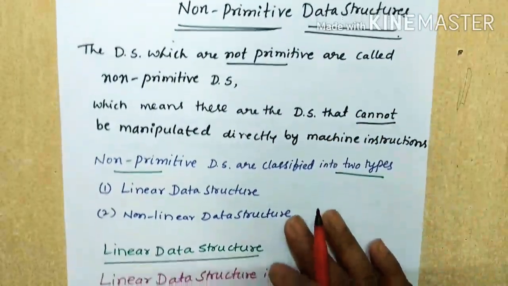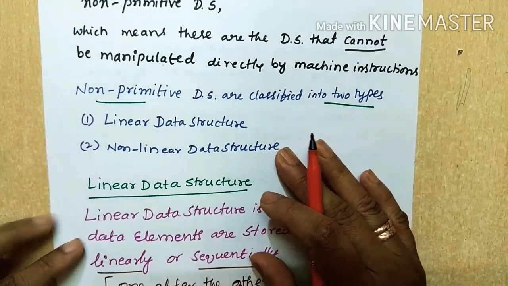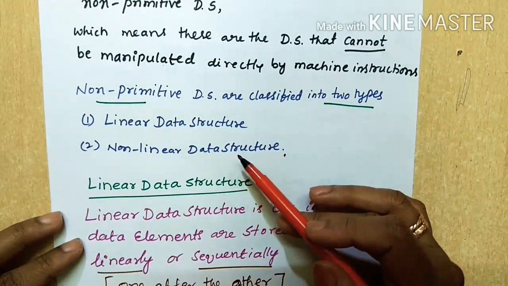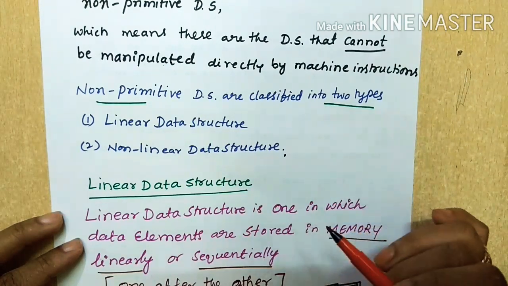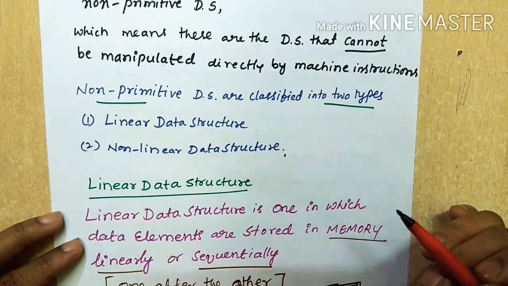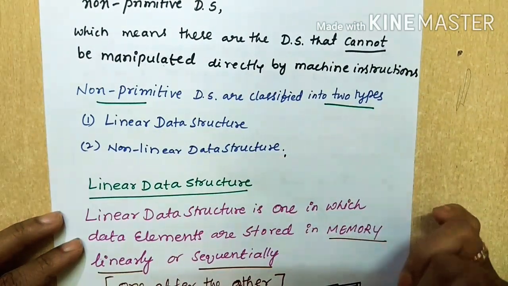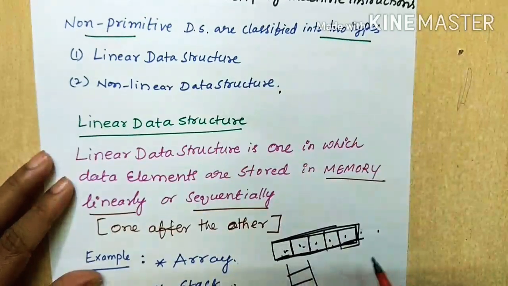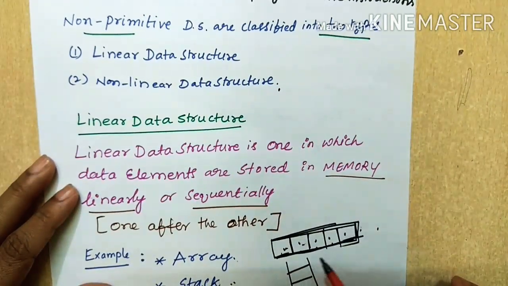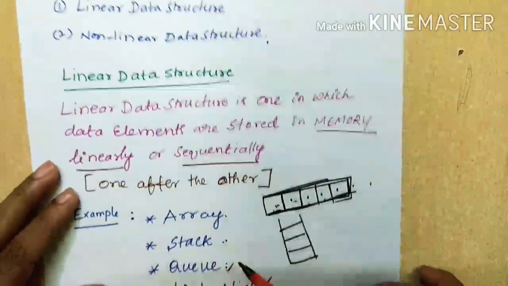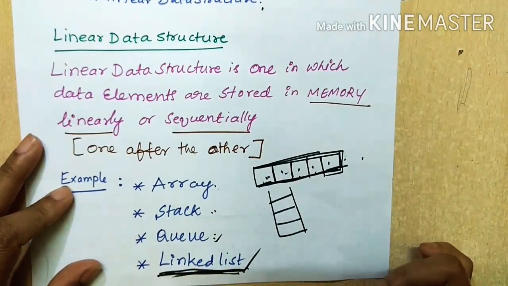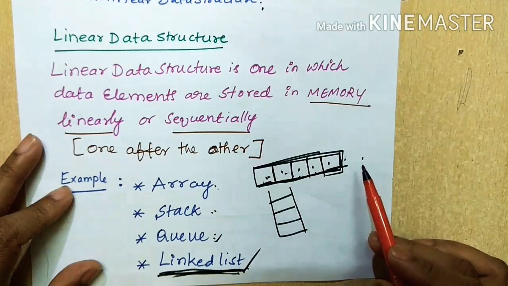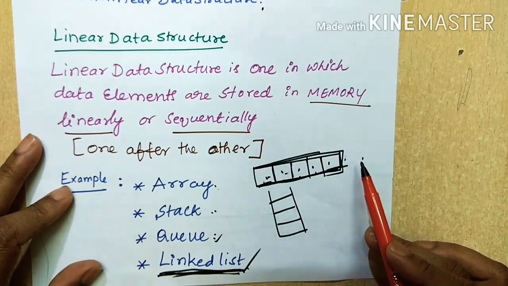As we know already, there are two classifications. One is linear data structure and one more is called non-linear data structure. I already discussed linear data structure. A linear data structure is one in which the elements are stored continuously in memory, or in sequential order, that is, one after another. Examples are array, stacks, queues and linked list. In these, the elements are stored continuously one after another.